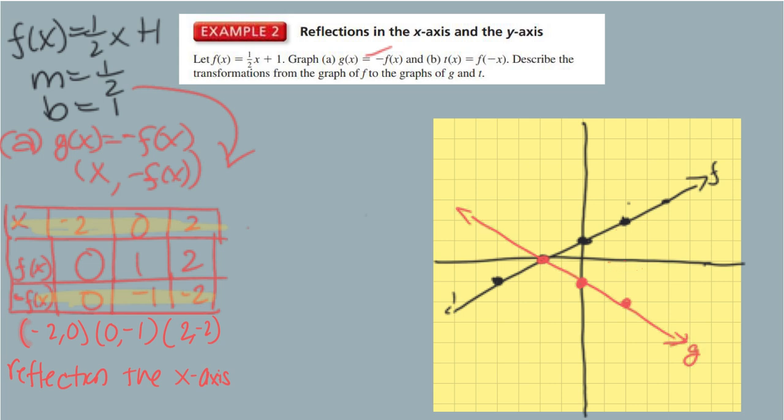Now we're going to do B. B is t of x equals f times -x. So who do we multiply now by -1? The inputs, correct, the input. So we're going to have another table, yes. So we're going to have x.